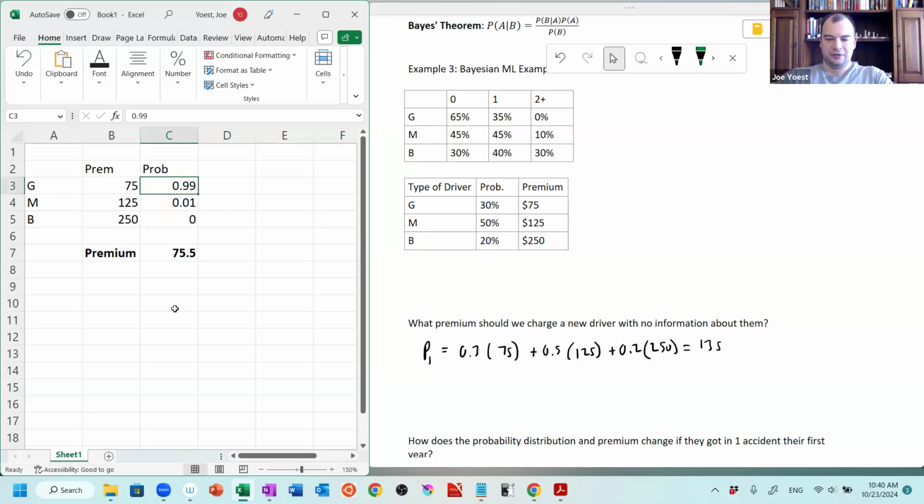Or on the other hand, if I think you're probably not a good driver and probably not a moderate driver, but probably a bad driver, you end up paying pretty close to the bad driver premium. So this seems like a pretty good strategy, right? So 0.3, 0.5, and 0.2 are the numbers that we were actually dealing with here. They gave us the premium of 135 for year 1.